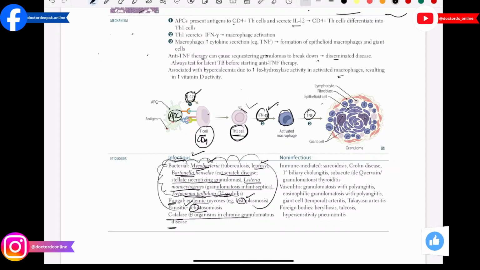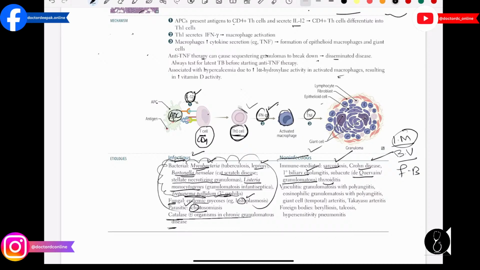Then after that, we have the non-infectious causes. Basically, in the non-infectious causes, we have three main categories. One is immune mediated, the second is vessel inflammation, that is called vasculitis, and then we have foreign bodies. In the immune mediated, we have sarcoidosis, Crohn's disease, primary biliary cholangitis, and De Quervain granulomatous thyroiditis. Basically, it is a condition which causes hypothyroidism.